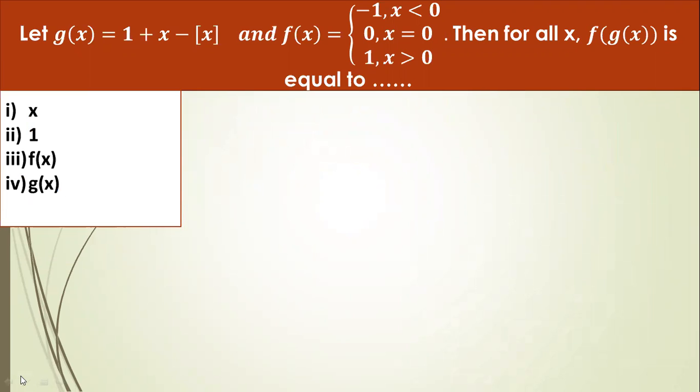Okay, so they have given g of x is equal to 1 plus x minus, what is this function? If you have something inside the square bracket, what do you call this function? This we have studied in first PUC, different kinds of functions. What is this function called?